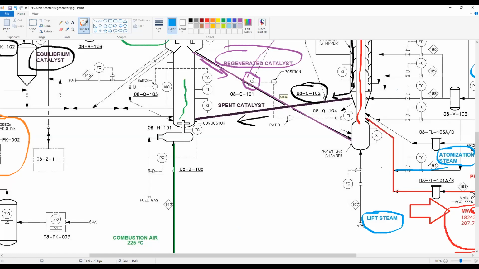Any more questions? I don't see any more questions so far. So I think that was very useful, especially marking up the PFD.